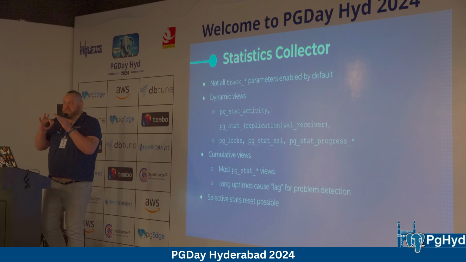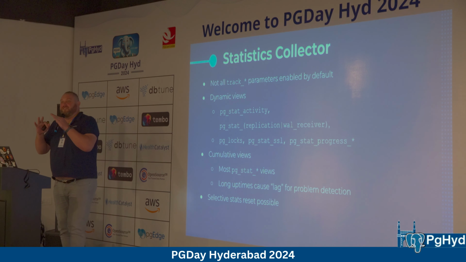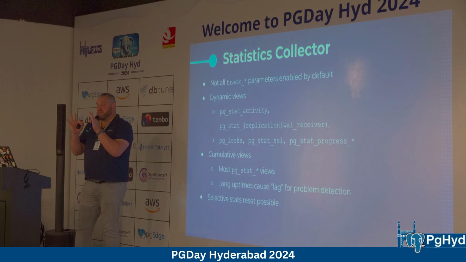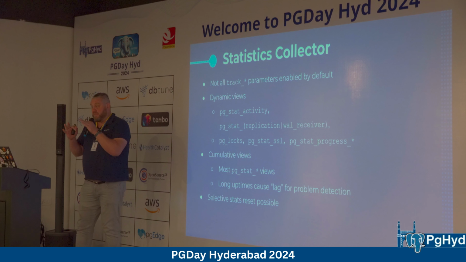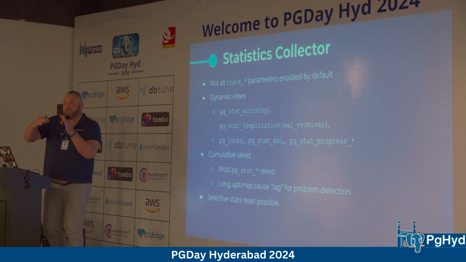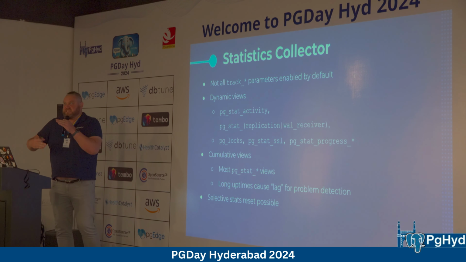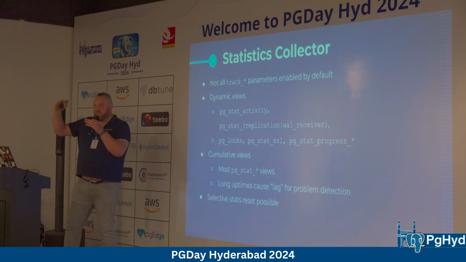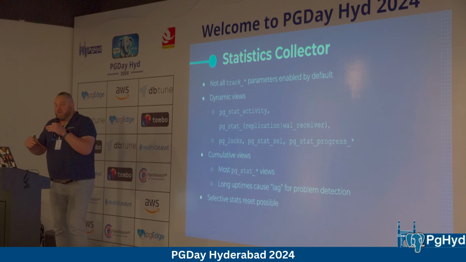So all statistics collector views and tables are divided into two kinds. First one is dynamic and another one is cumulative. Dynamic shows you what is going on right now, like a snapshot, like stat activity, the number of connections, the number of sessions, the number of queries, the number of logs.